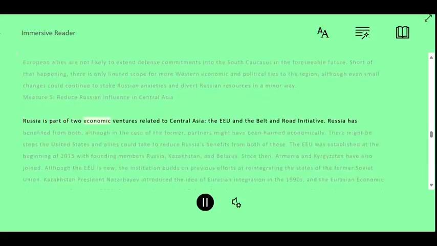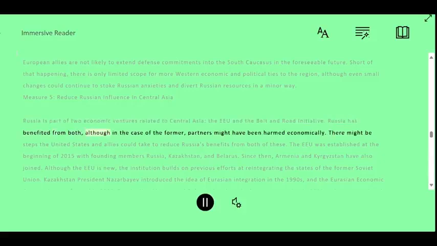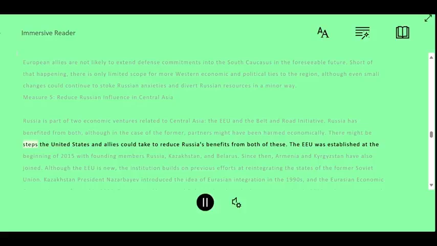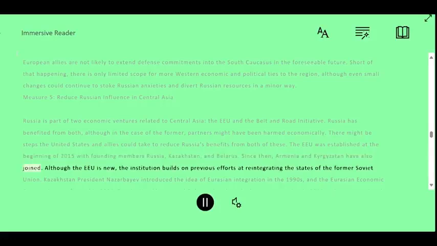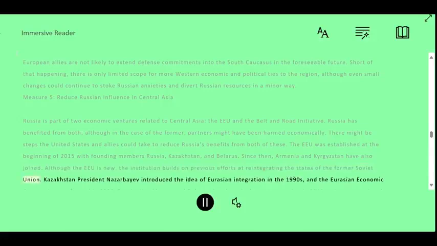Russia is part of two economic ventures related to Central Asia, the EU and the Belt and Road Initiative. Russia has benefited from both, although in the case of the former, partners might have been harmed economically. There might be steps the United States and allies could take to reduce Russia's benefits from both of these. The EU was established at the beginning of 2015 with founding members Russia, Kazakhstan, and Belarus. Since then, Armenia and Kyrgyzstan have also joined. Although the EU is new, the institution builds on previous efforts in reintegrating the states of the former Soviet Union.